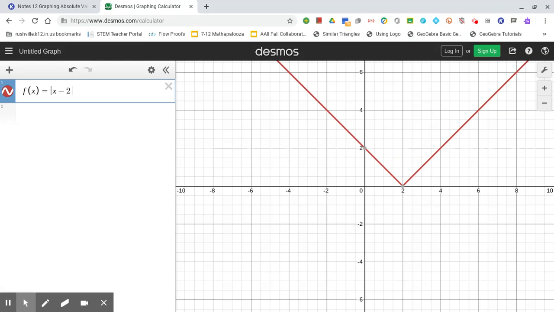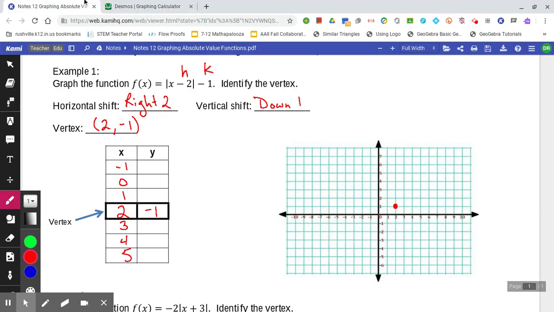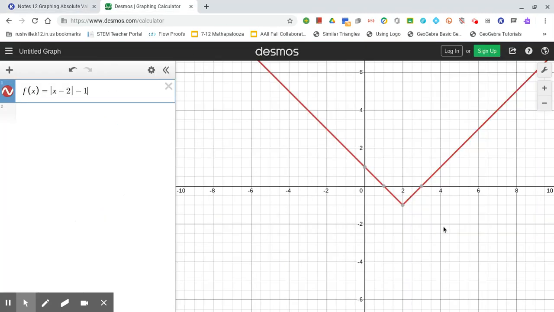And we see that V shape showing up. I'm going to close my absolute value bars, and I have a minus 1 afterwards. And I just realized that I put the vertex in the wrong location. I went to the right 2 and up 1. So let's go back here and change that really quickly. Go to the right 2 and down 1. There we go. Okay, so now we're at 2, negative 1, and that's exactly what we see on this graph. Notice it's putting a nice point right there.